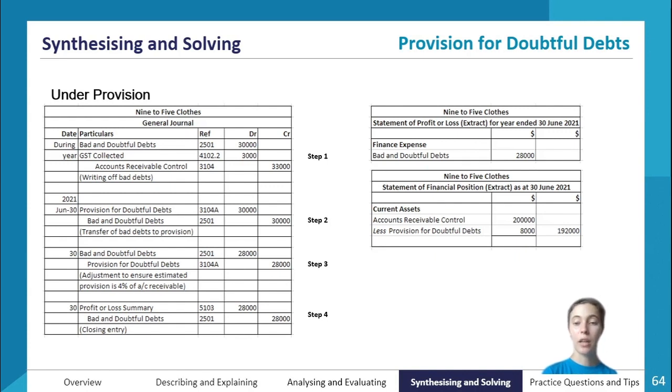And so in the profit or loss, you're going to have that $28,000. And then in the statement of financial position, you've got the accounts receivable control figure that we had to begin with, given in the question, $200,000. And then we worked out that the provision for doubtful debts was $8,000, and that is listed there in that statement.